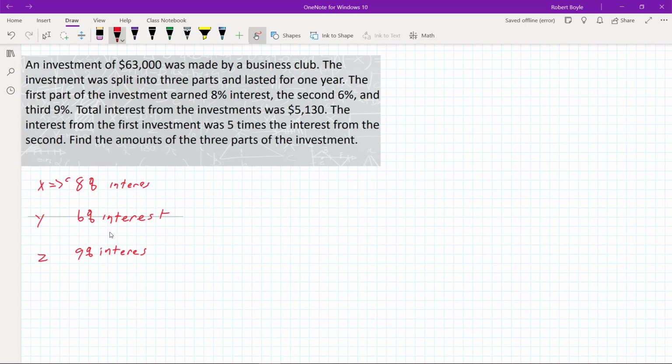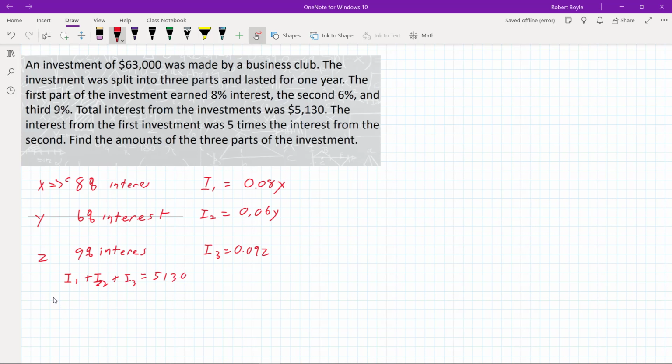Okay, well, if the first part, which we're going to call the amount X, earns 8% interest, then the interest from the first part is going to be equal to not 8%, but the decimal version of that, which will be 0.08 times X. The second part is going to be equal to 0.06 times Y, and then the interest from the third part, which of course is going to be the amount Z, is going to be equal to 0.09 Z. Now all the interest from each of the accounts, I1 plus I2 plus I3, is going to add up to $5,130.